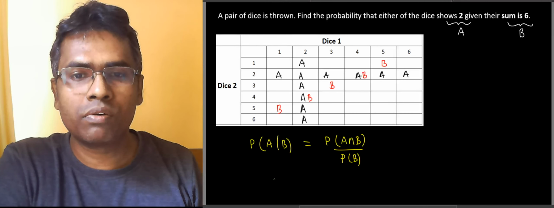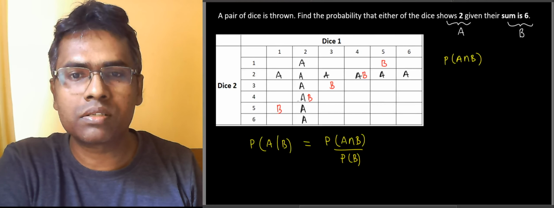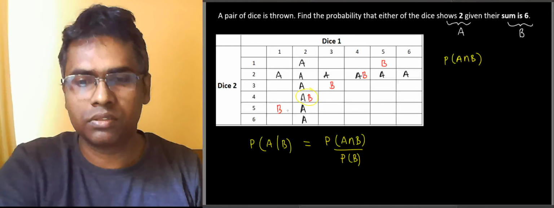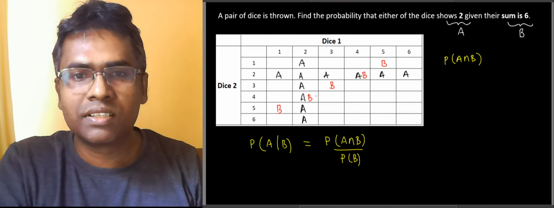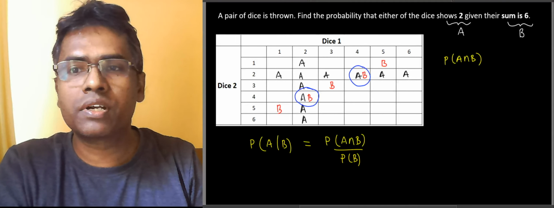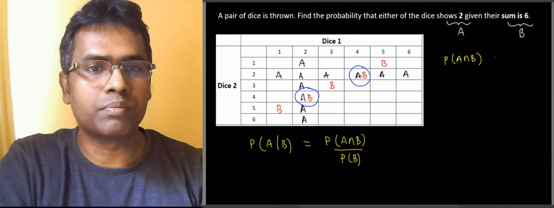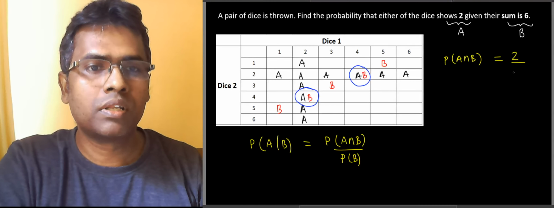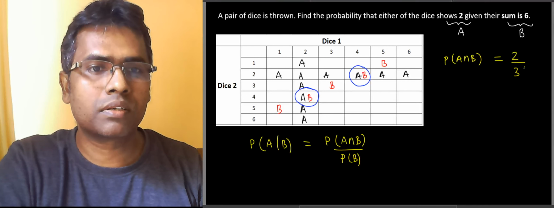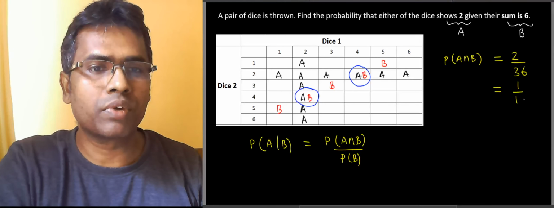So the probability of A intersection B, now both A and B are happening, let's say twice. So here, as well as here. So there are two outcomes which are favoring A intersection B out of the 36 outcomes. So the probability of A intersection B is 1 over 18.